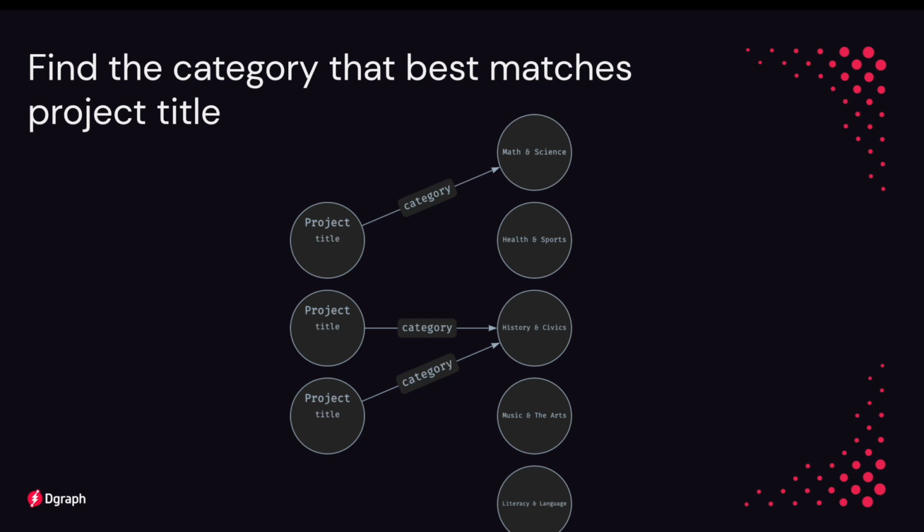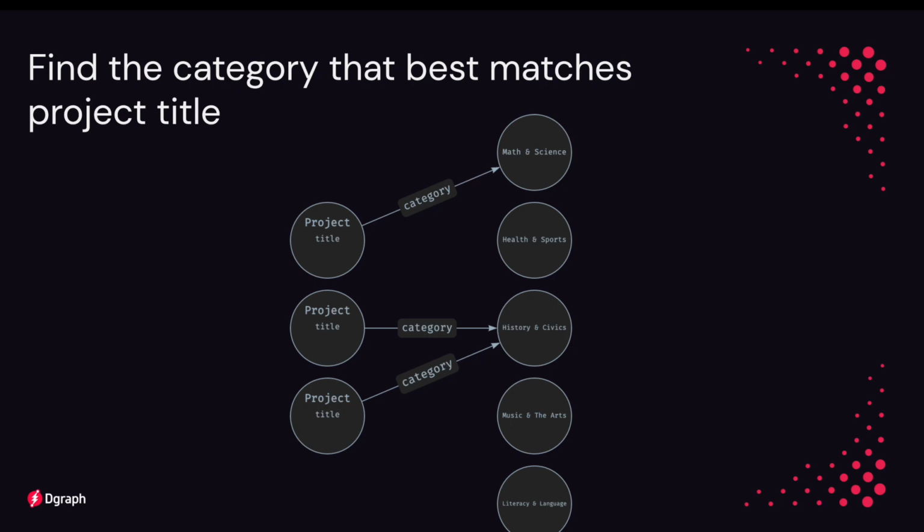The dataset is about donation to projects issued by public schools in the US. In this dataset, for example, we have projects and categories, such as math and science, health and sports, or history and civics. The category is given by the person creating a new project.